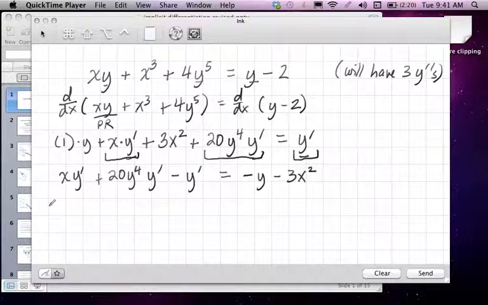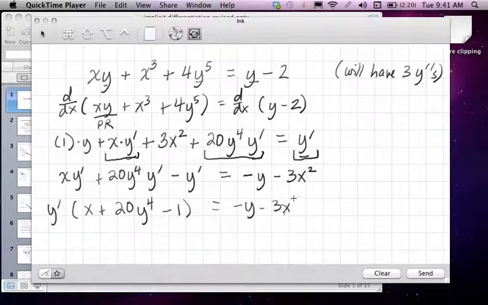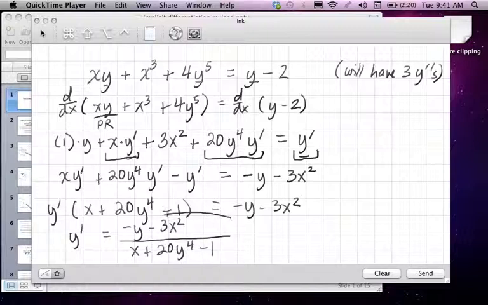Now I can factor out a y prime: x plus 20y to the fourth minus 1. That's factoring a y prime out of each of those. Equals minus y minus 3x squared. And then I divide both sides by this x plus 20y to the fourth minus 1. So I'm left with minus y minus 3x squared all over x plus 20y to the fourth minus 1, and I'm done.